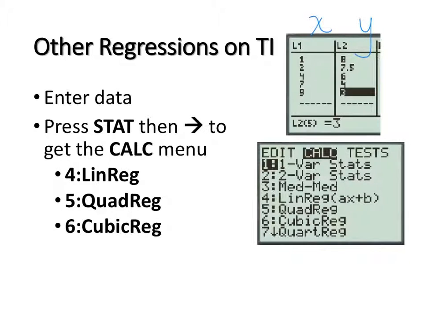Just like with a linear regression, we push the Stat button and arrow over to the Calculate menu. But now we are going to look at more options. We already know that option 4 is a linear regression. Option 5 will perform a quadratic regression, and option 6 will perform a cubic regression.